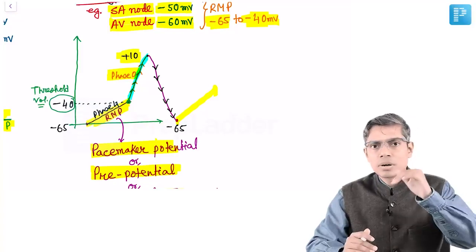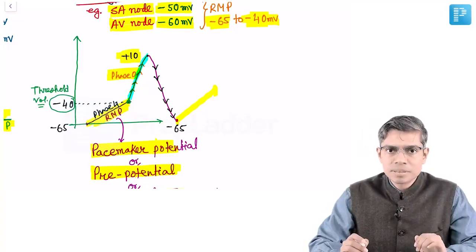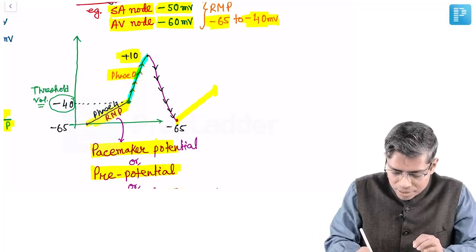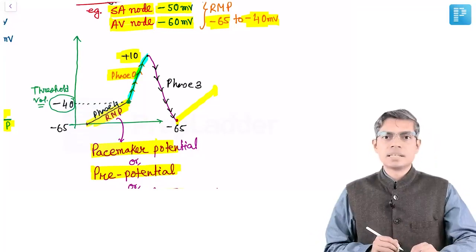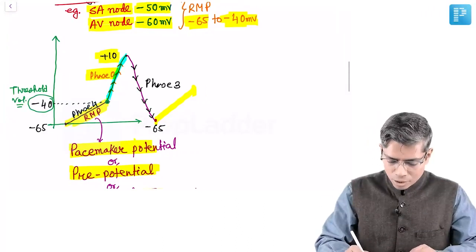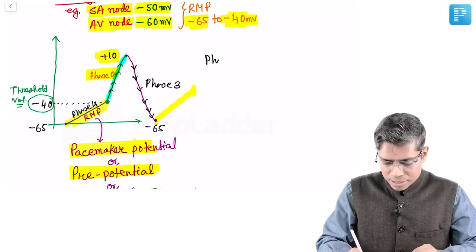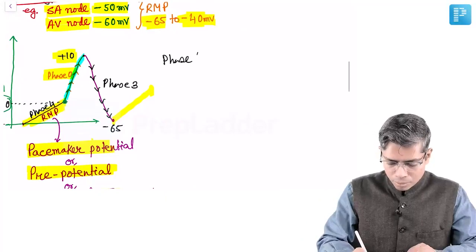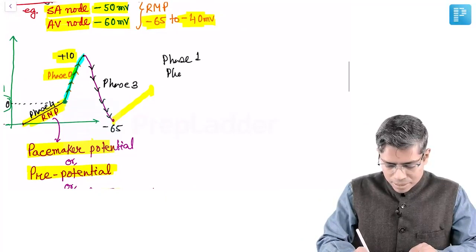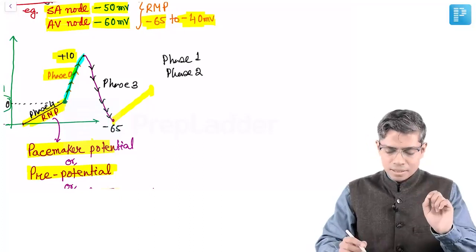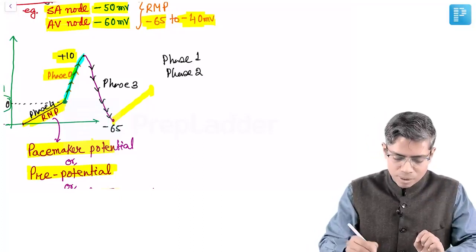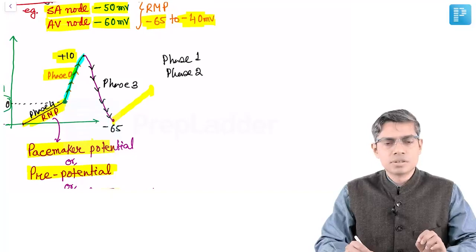When the membrane voltage completely returns towards the resting membrane voltage, that will be known as phase number 3. So I can easily understand that in case of nodal tissue action potential, phase number 1 as well as phase number 2 is not seen. Please note down, in case of nodal tissue action potential, phase number 1 and phase number 2 is not seen.